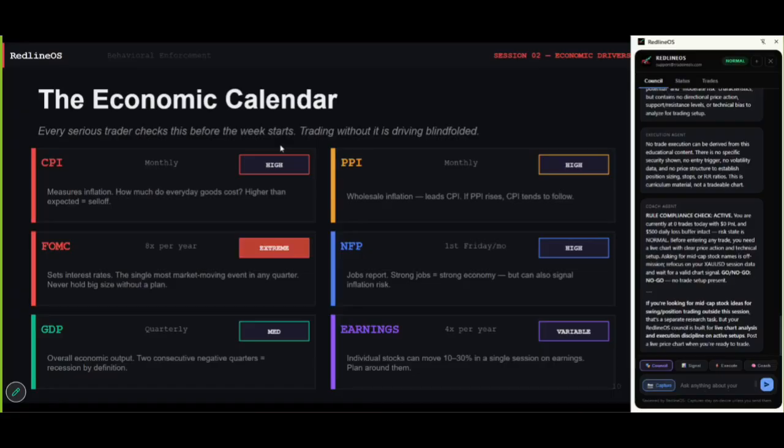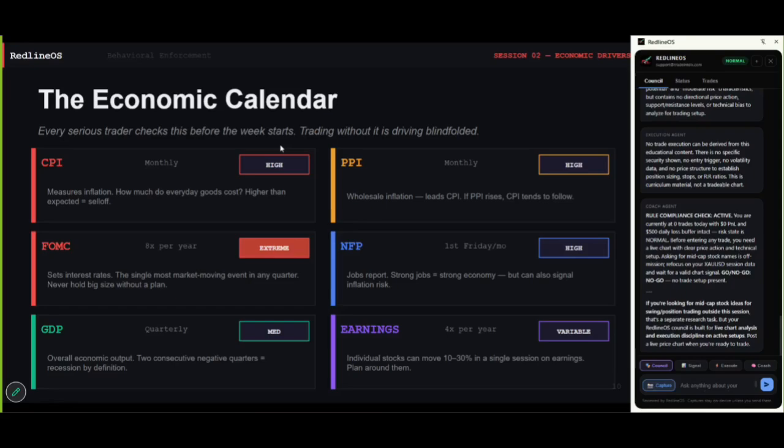I think I already explained most of these, but I'm going to go into detail a little bit. CPI measures inflation. How much do everyday goods cost, right? If it's higher than what was expected, it measures the consumers. This is what we spend on a day-to-day basis. Whereas PPI measures the wholesale. So we're talking about what Costco, Sam's Club, the wholesale stores spend on a month-to-month basis. That's the number that is used to calculate PPI.